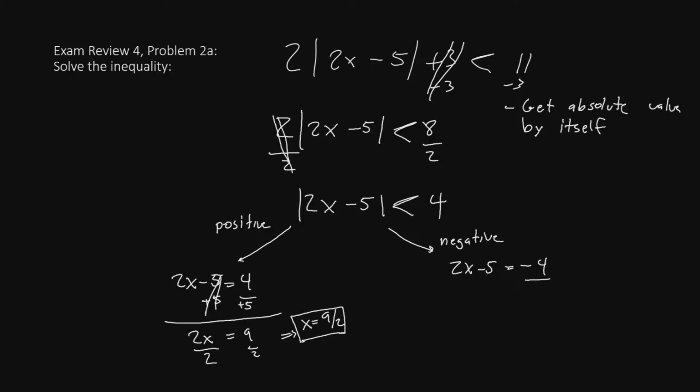Now let's do the negative side. Once again, we add 5 to both sides, just like we did in the other equation. 5 minus 4 gives 1 equals 2x. Now divide by 2, and our other solution is x equals 1 half.